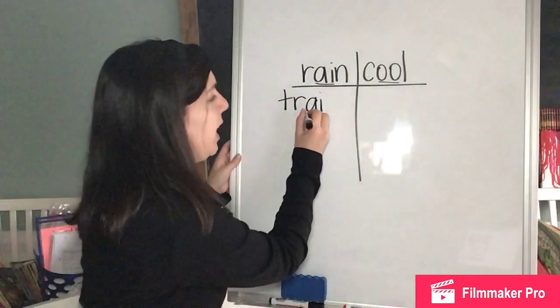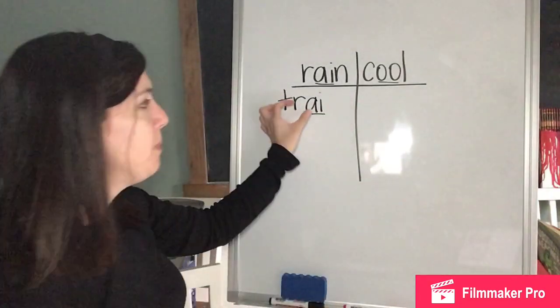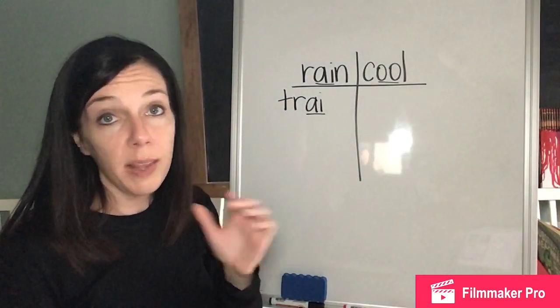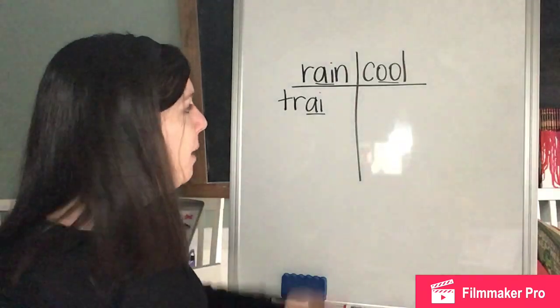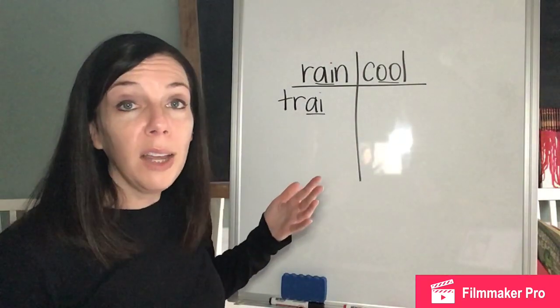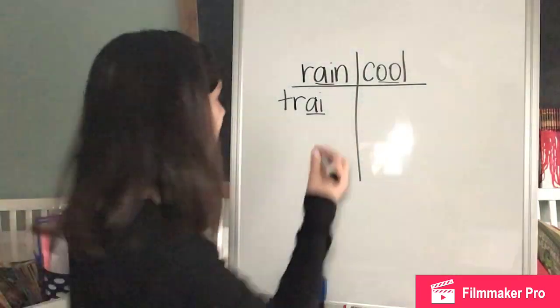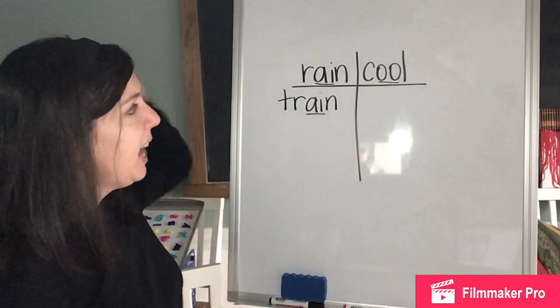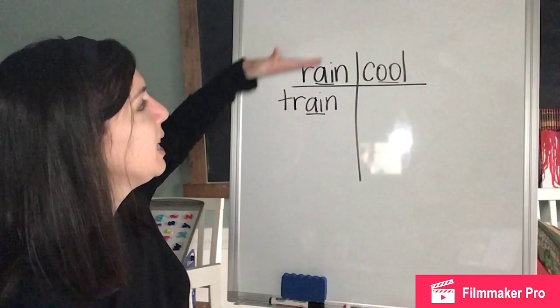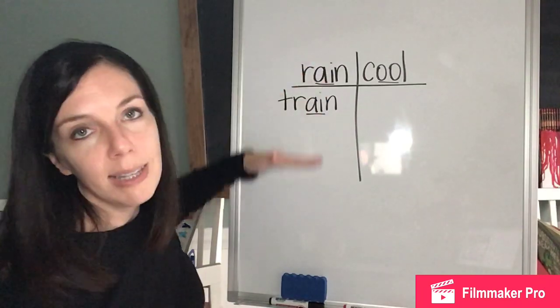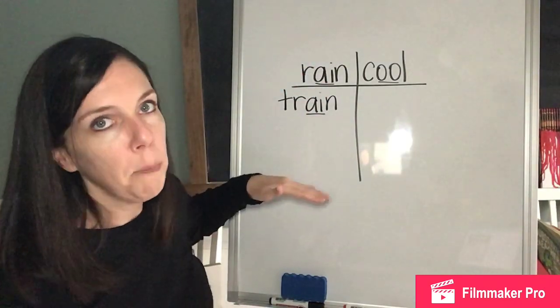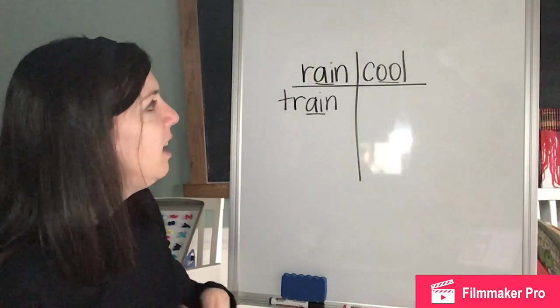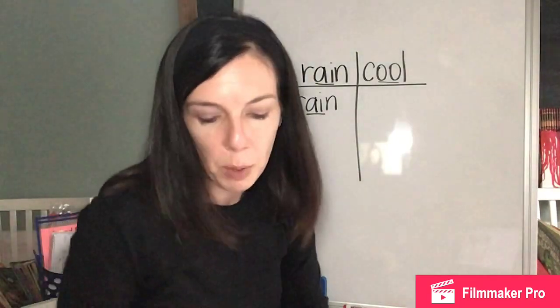And I'm going to make sure that I underline it so I know that that's my hunk and chunk that makes that A sound. So the I is silent. We don't say the I. And then what sound do we hear at the end? Train. That N sound. Very good. So go ahead and make sure you have that. And make sure it's under that word rain because we want all of these words to have that same hunk and chunk in it, that same pattern. Very good. All right, let's do our next word.